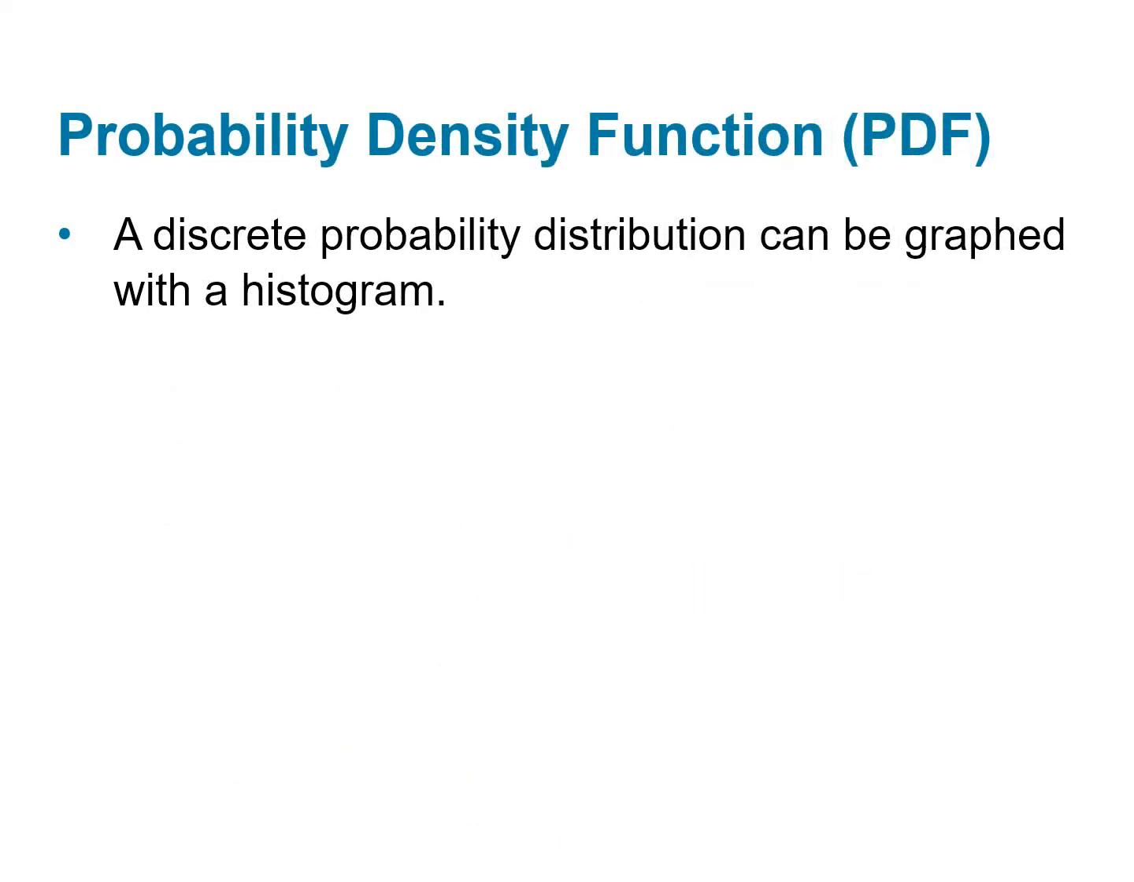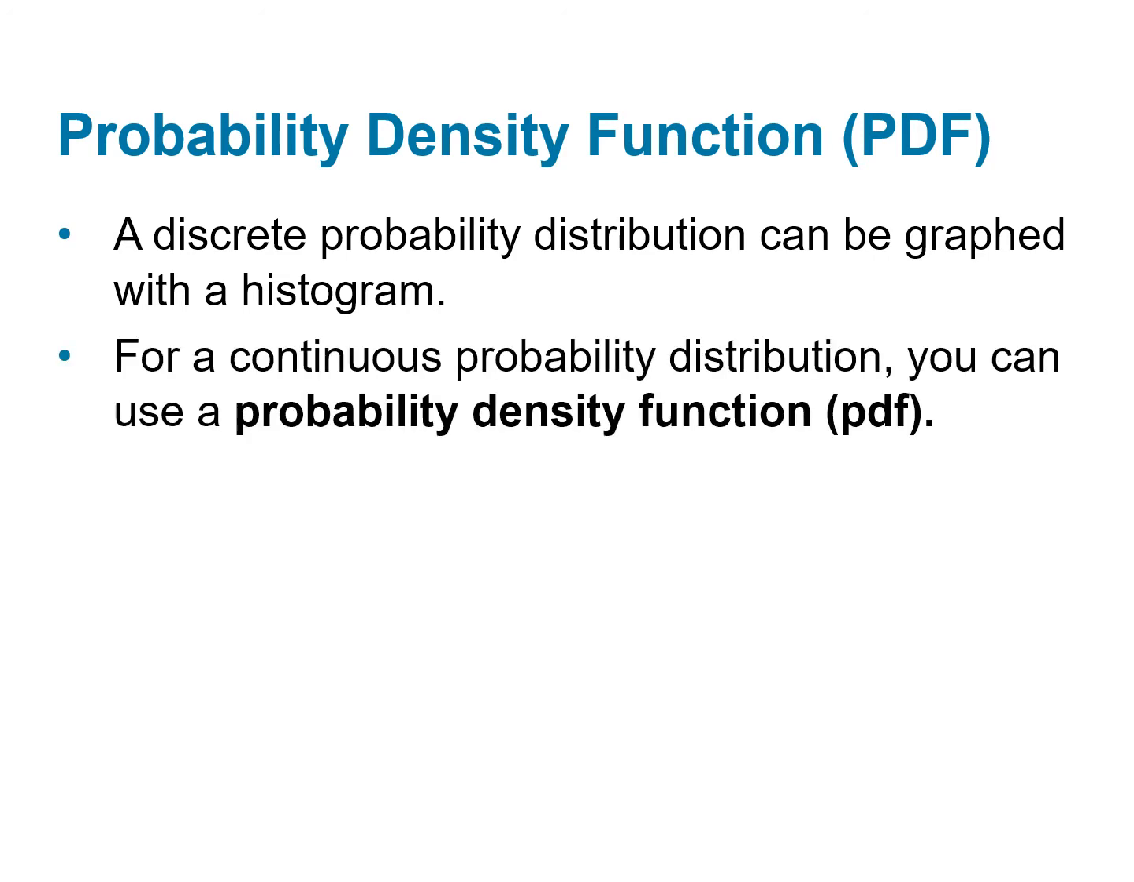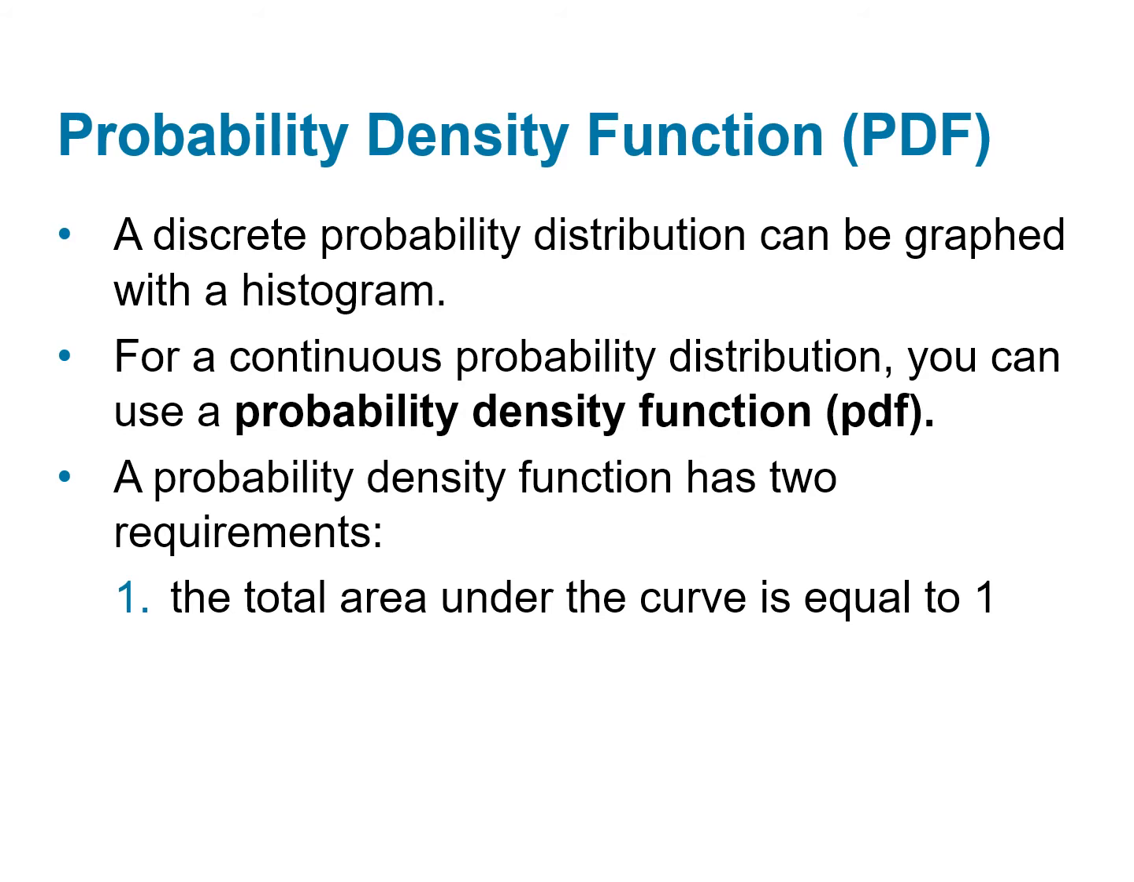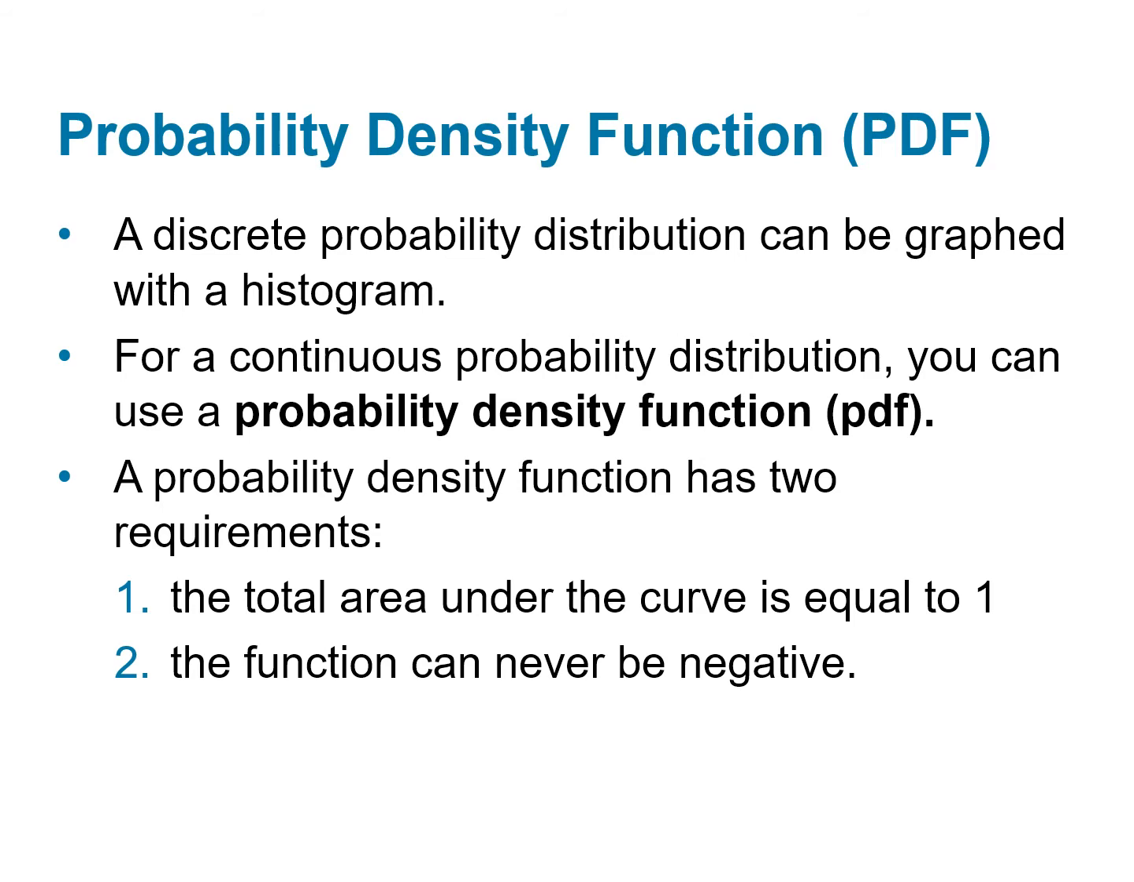Okay. Now, probability density function: a discrete probability distribution can be graphed with a histogram. For a continuous probability distribution, you can use the probability density function. It has two requirements. The total area under the curve is equal to 1, just like we said about our normal curve. That 1 represents 100%. And the function can never be negative. It always stays above the x-axis.